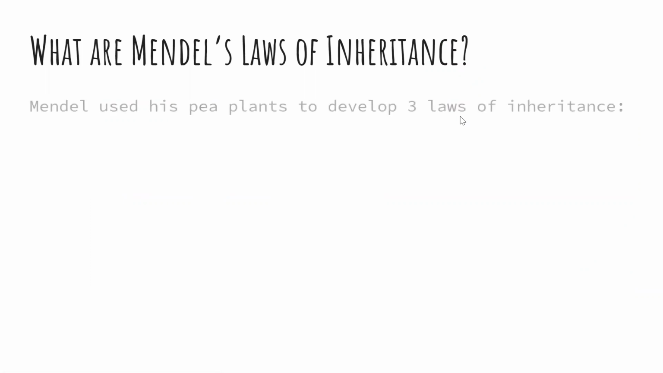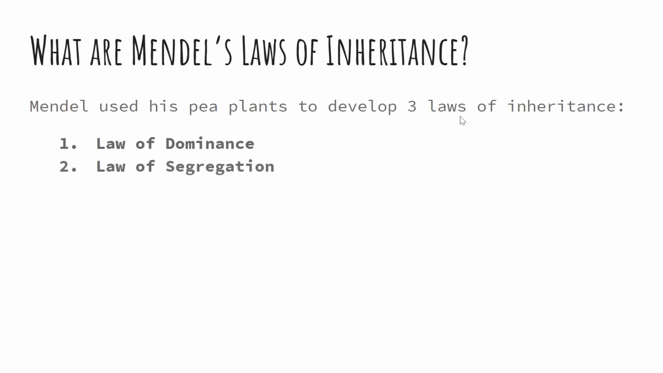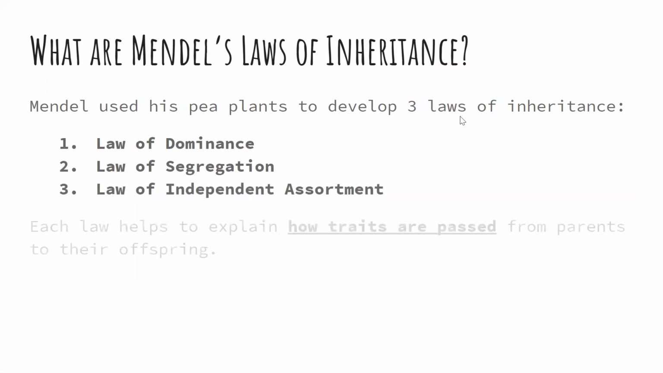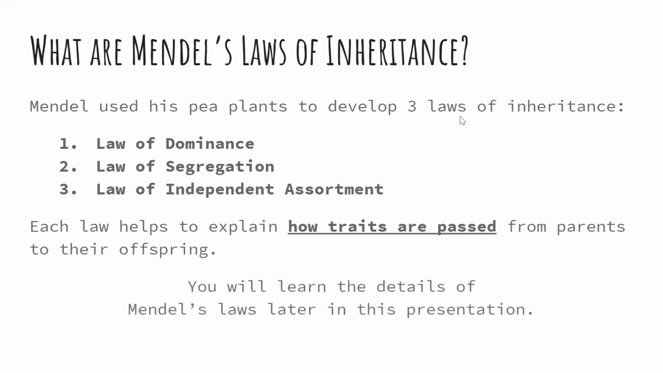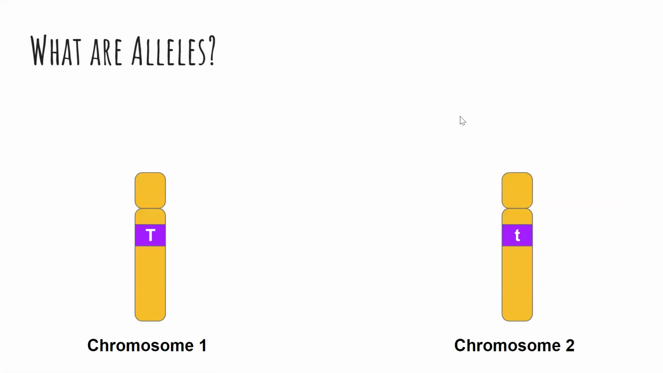In his research, he came up with three laws: the law of dominance, the law of segregation, and the law of independent assortment. Each law helps us to explain how traits are passed from parents to their offspring. So before we can begin, let's make sure we understand some basic vocabulary. Vocabulary is very important when we're explaining inheritance patterns.